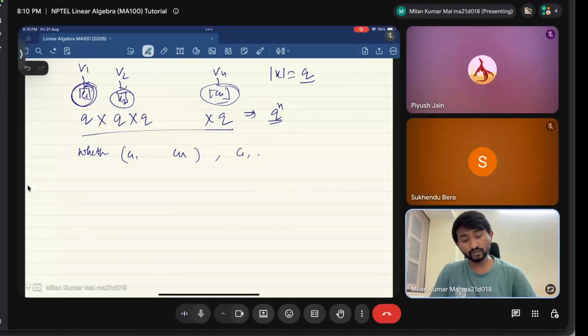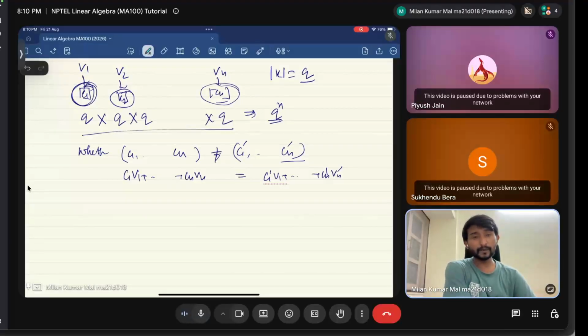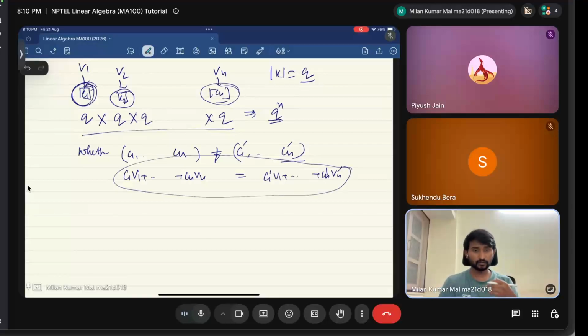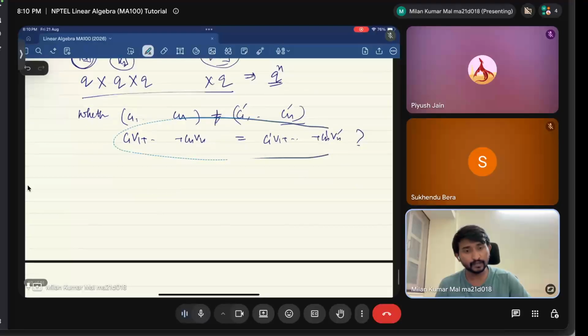Now someone can ask whether it is possible that, taking one choice c1, c2, ..., cn and another choice c1', c2', ..., cn', we get c1 v1 plus all the way cn vn equal to c1' v1 plus all the way cn' vn, when we know these two vectors are not equal. If they are not equal, that means at least one coordinate differs. Is it possible that they form the same linear combination? The answer is no.